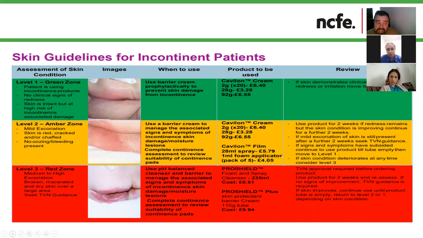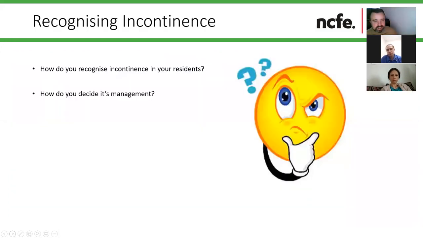And then finally, your red zone is where someone's been sat in a pad for a long period of time. The skin has now completely broken down. That's going to be really difficult because you get a build up of pH, and it's the acid in the pH that's breaking the skin down further. So that's where you're going to need those more expensive creams and ProShield stuff. At that point, you need different products, and the tissue viability nurse needs to be involved because the skin needs to be assessed. Okay, so we've got 3 levels of moisture lesion assessment.